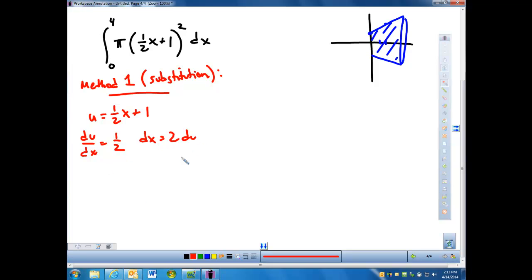Rewrite my integral. Remember, you got to change your x values. So I plug the 4 and the 0 into the function and end up with 3 and 1. Again, if you need to stop and look at that, go ahead. And now that's a much easier function to integrate.